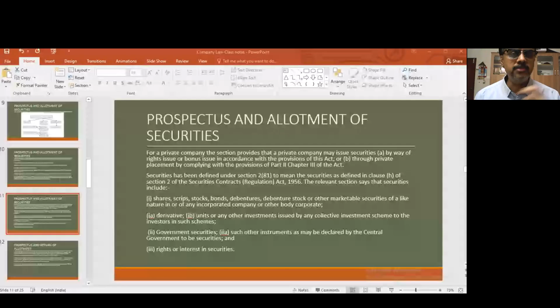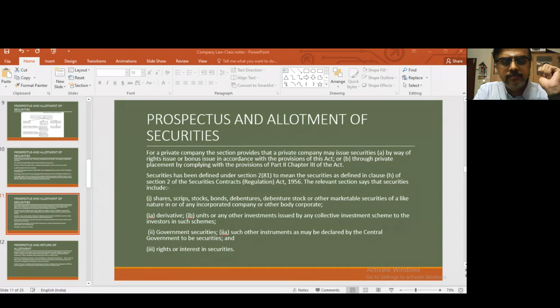Where is the definition of securities picked up from? Any idea? We discussed this in the last class. I don't know whether you remember that. I was talking about the issue of securities. Under that, we discussed the term securities. Any idea? The definition of securities is very popular under a particular act.